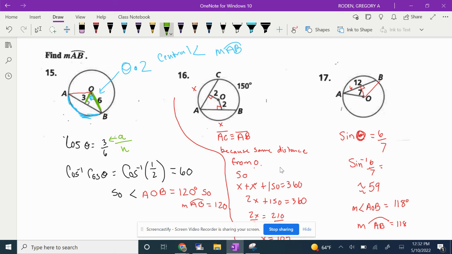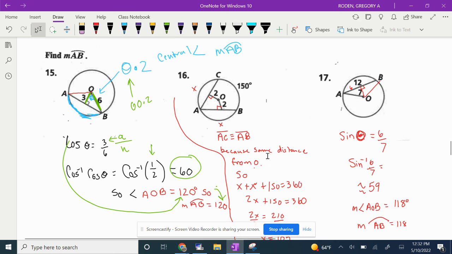I took the inverse cosine, and if you think about it, the inverse cosine of 1/2 is 60 degrees. Now, I had to multiply that by 2 because theta is equal to 60. Then I multiply that by 2, and I get 120 for the central angle. So the arc that it contains is also 120.